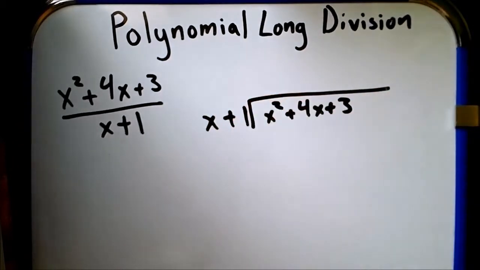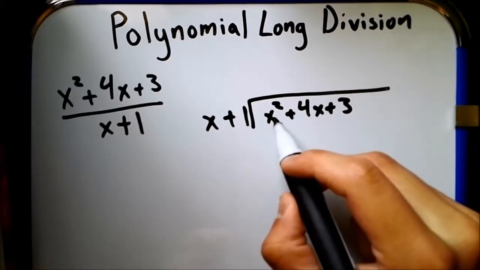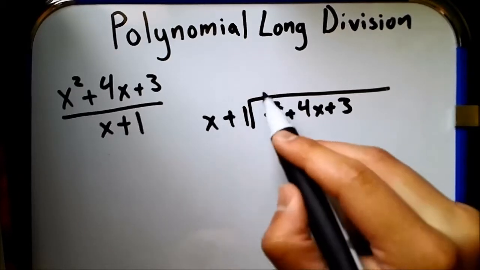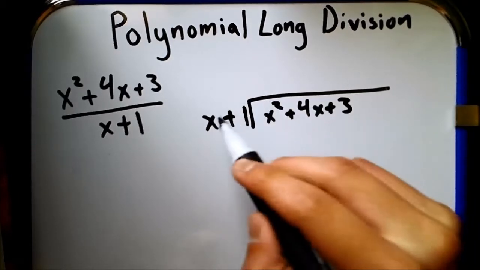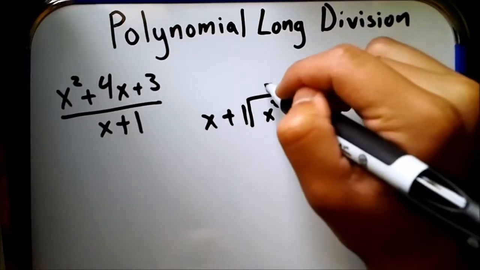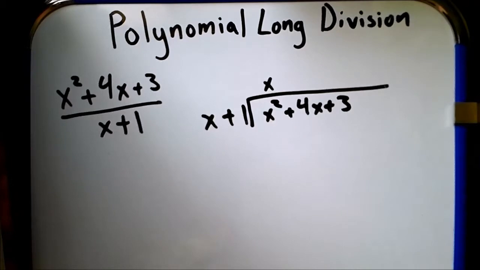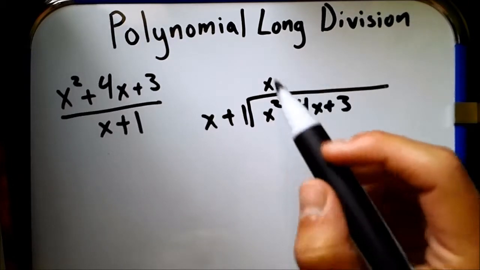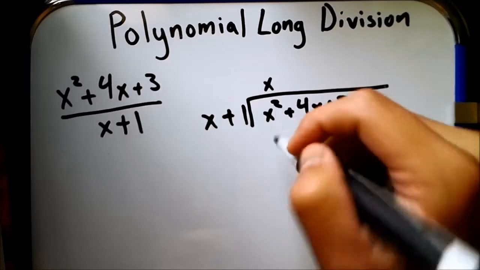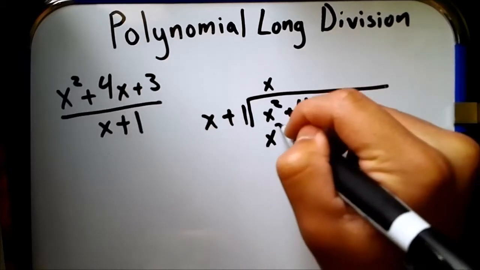So the trick to long division, especially polynomial long division, is whatever this term is, this term divided by this term goes right there. That's what you always do first. So x squared divided by x is x. And then what you're going to do is you're going to say, well, x times that x is x squared. So you write it under here.